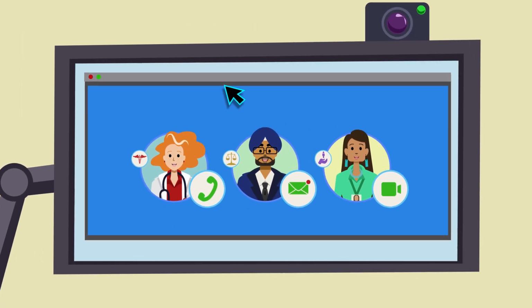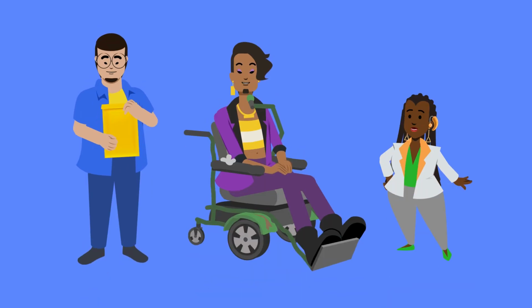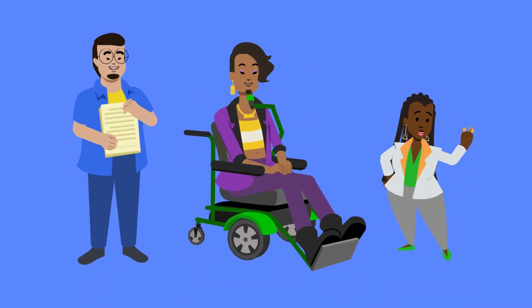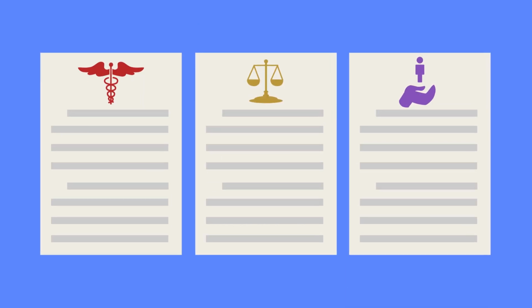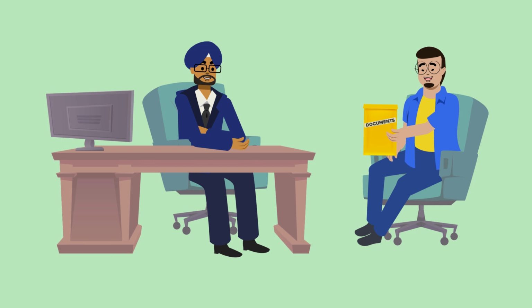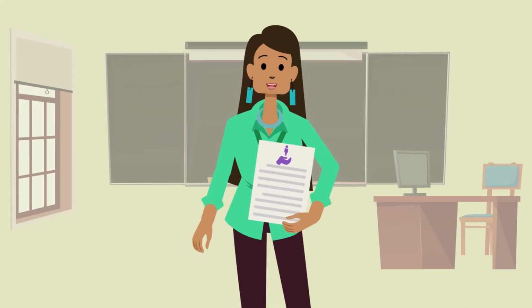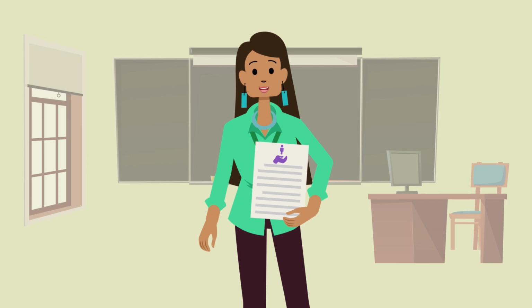Before you meet with someone to advocate for what you need, make a list of your goals. You may be asking for new services, accommodations, or equipment, or asking to keep what you have. If you have any official documents that support what you need, make sure to bring them with you. This could mean things like a note from a doctor or therapist, or a letter from a vocational rehabilitation counselor.